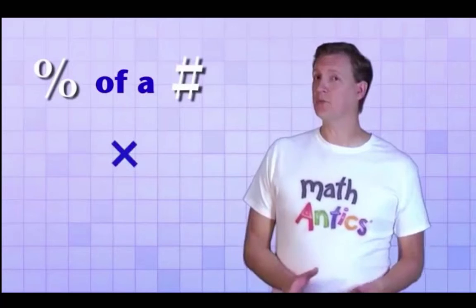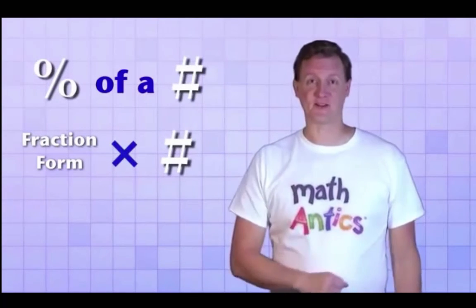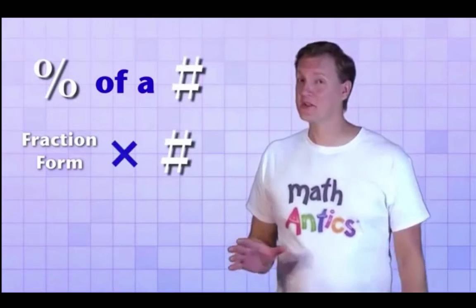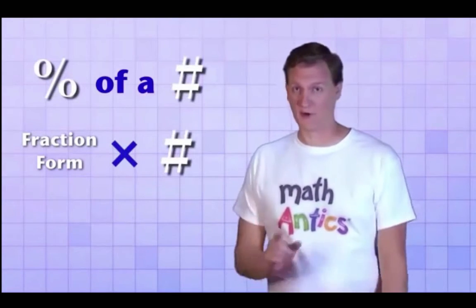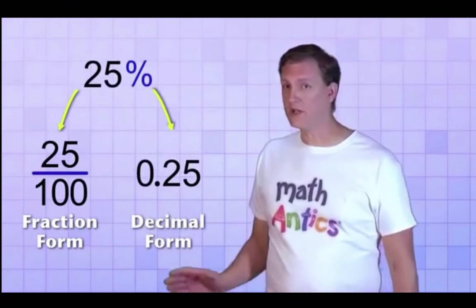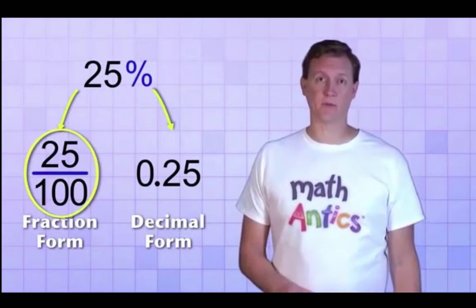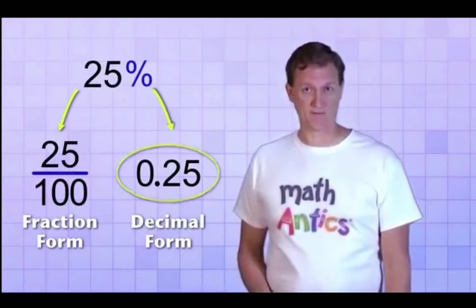Alright, so to find a percent of a number, we just need to multiply the fraction form of the percent by the number, and we have our answer. But there's another slightly different method that you can use that works especially well if you're allowed to use a calculator. In our first percentages video, we learned that percents have both a fraction form and a decimal form. We've already seen how we can use the fraction form to find a percent of a number, but we can also use the decimal form if we want to instead.